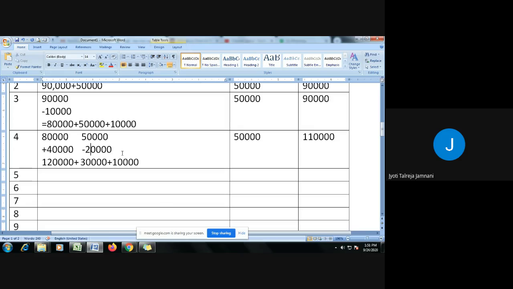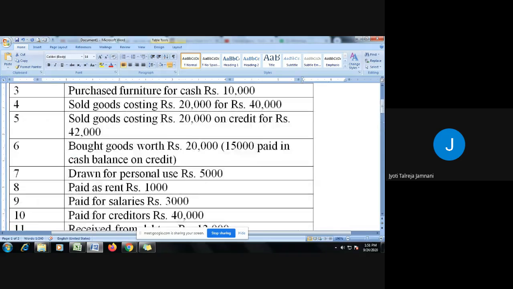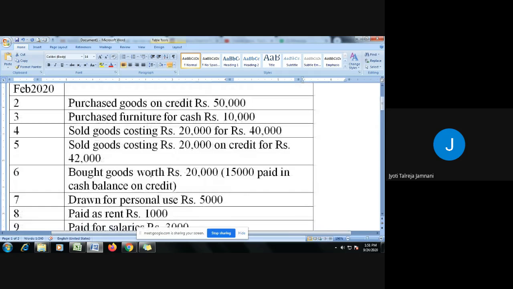So 40,000 minus 20,000 goods went out, 40,000 of cash came in. So 20,000 extra we have earned, which is a profit, and the profit always goes to the owner. That's why if you see, it is getting added to the capital. If you do asset minus liability, it has become 1,10,000. So this is how the transaction goes.